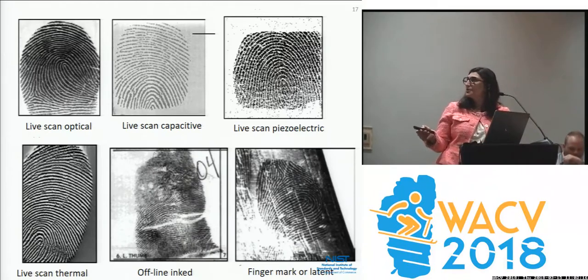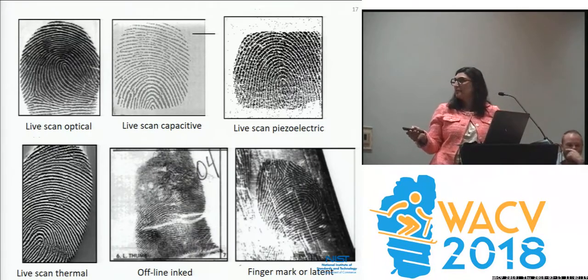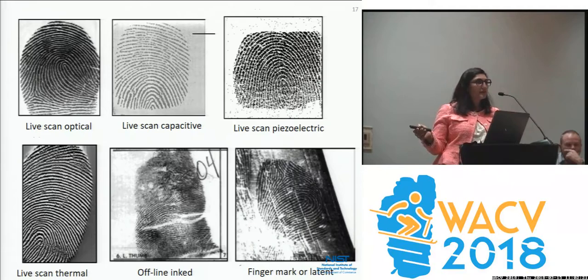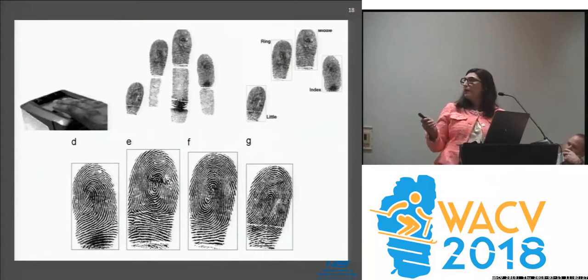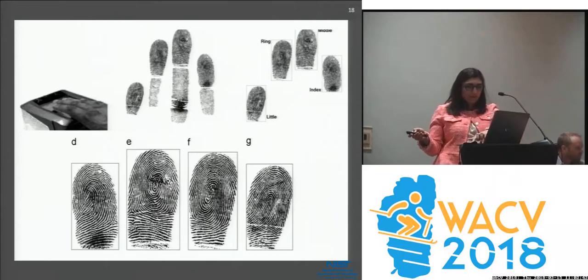So this is the type of images that you get out of them, and this is the type of images that you get out of the latent. The latent is manually lifted from the surfaces. The most common capture mode today is live scan for, they call it SLAP. Images come like this. The challenge there is to segment the fingerprints, which is not a difficult thing. An algorithm does a fine job, and then you get images like this.